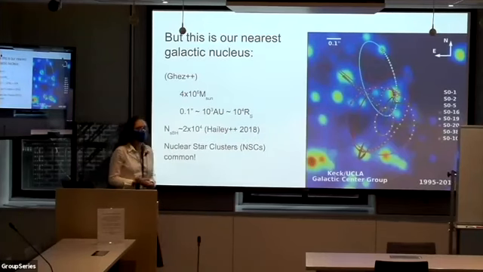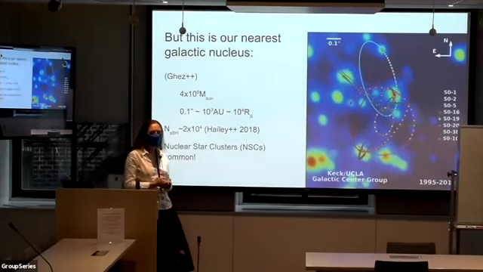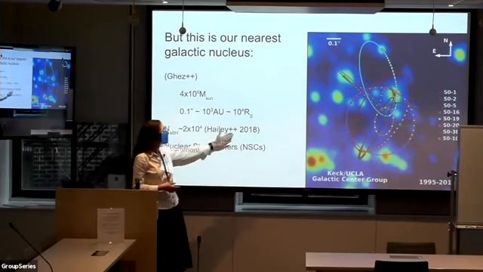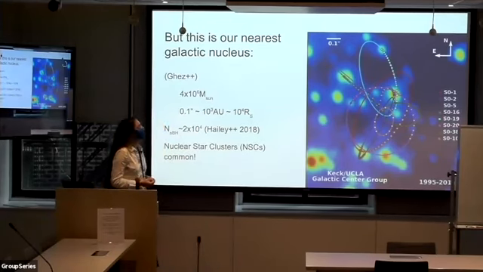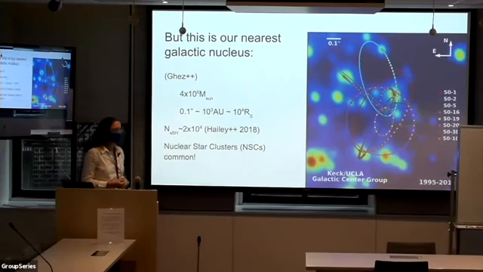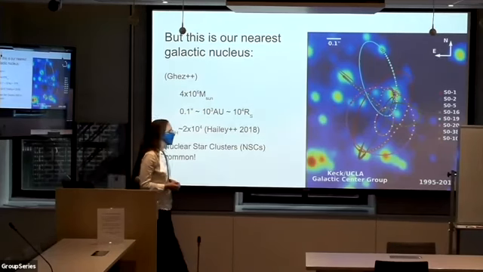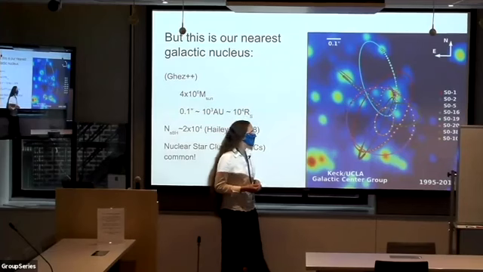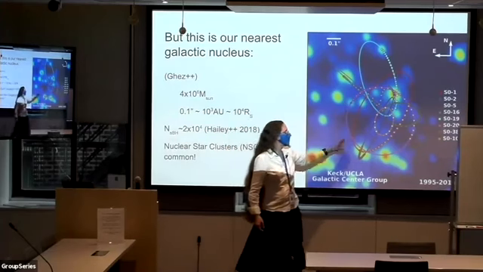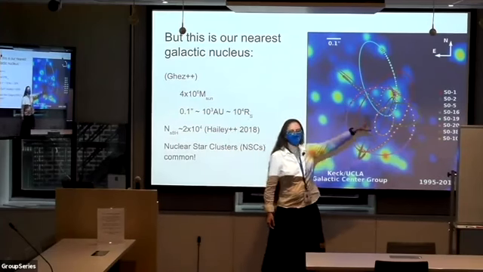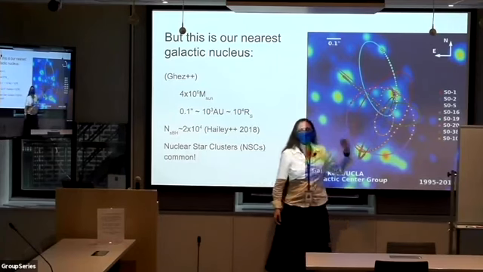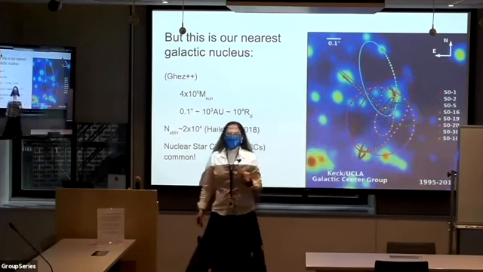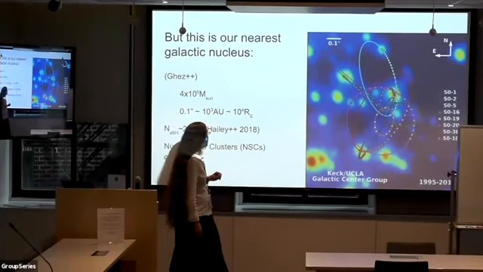However, you may all be recently even more familiar with this image of our nearest galactic nucleus. So this is from the GES group. There's an equally gorgeous one from the Genzel group, recently deservedly honored. And you can see all of the orbits of all of these stars that they have tracked orbiting around nothing. Actually a 4 million solar mass black hole.